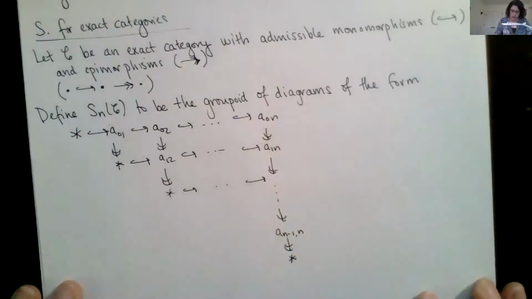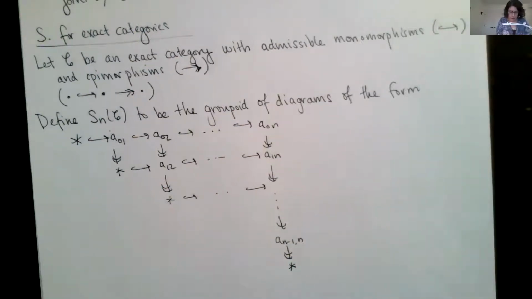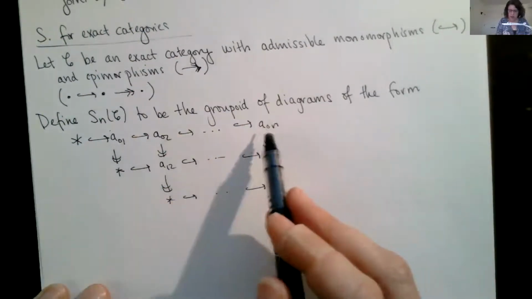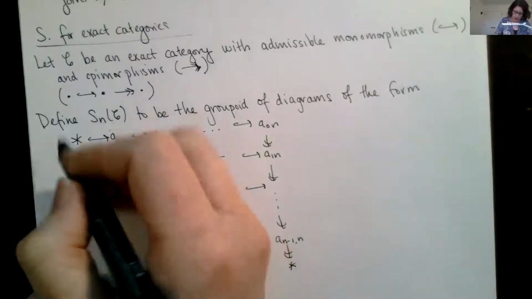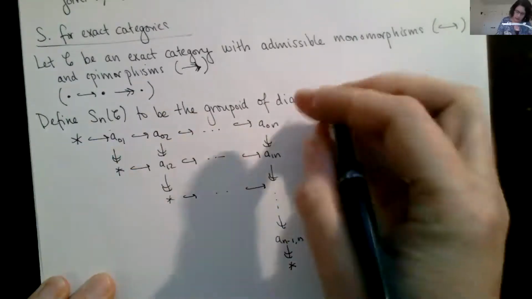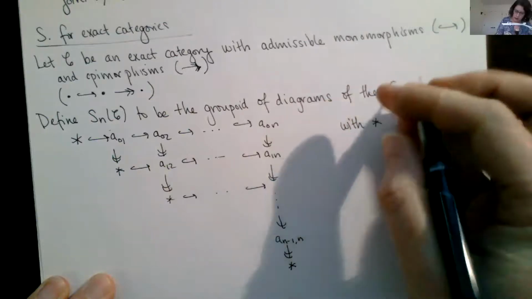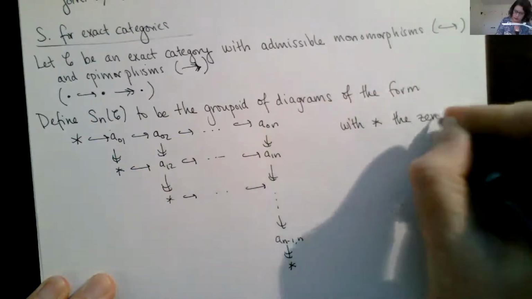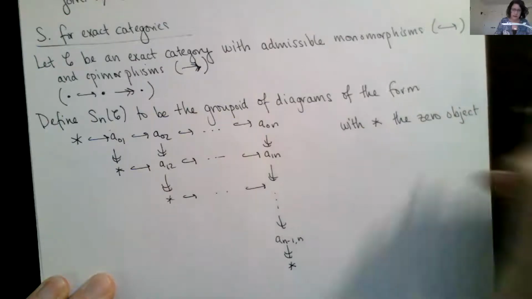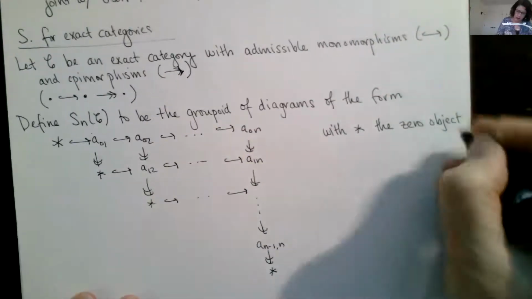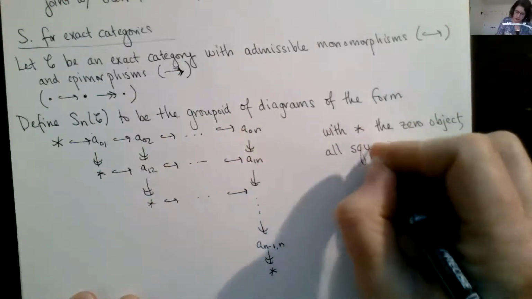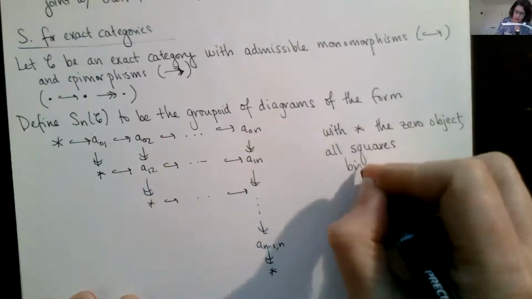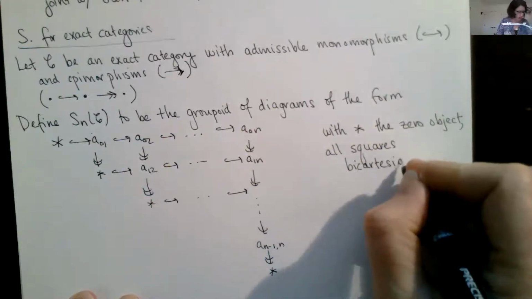If you notice, all the horizontal arrows are given by admissible monomorphisms. The vertical arrows are all given by admissible epimorphisms. We have these stars along the diagonal, which are just the zero object in the exact category. And the last feature is that all the squares that appear in the diagram are bicartesian, so they are both pushout and pullback squares.